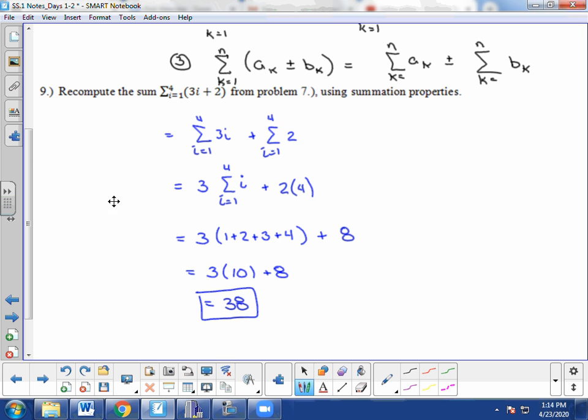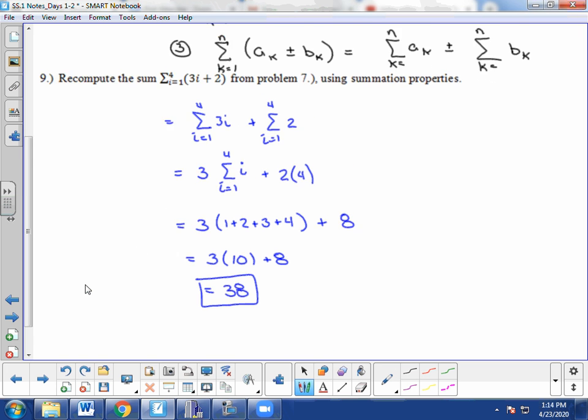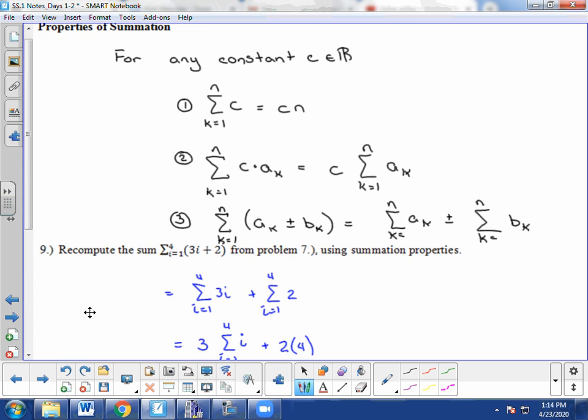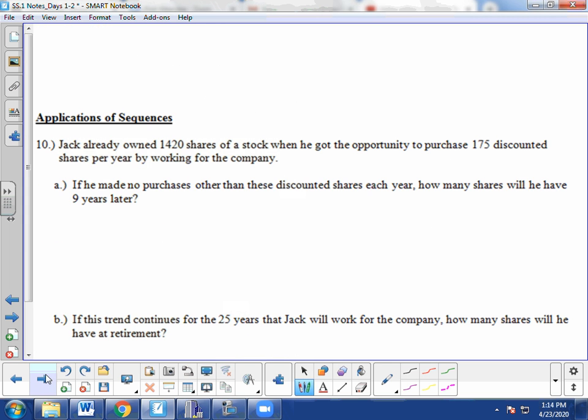So we have some summation properties that we can use. You don't necessarily have to use them, but they're available to you. Finally, the last thing that we're going to do is take a look at where sequences can be used. So let's take a look at problem number 10.